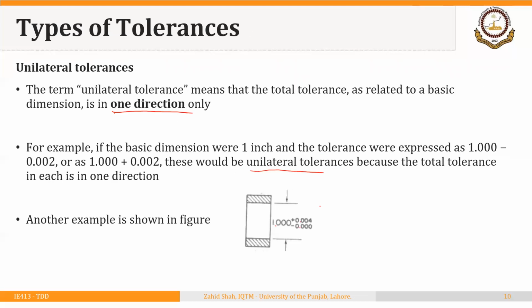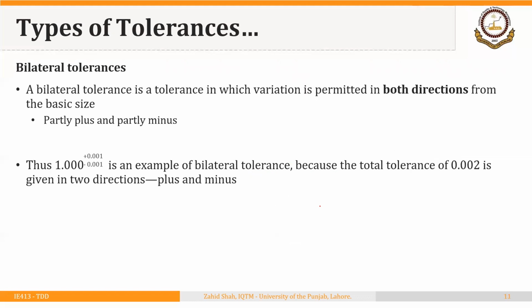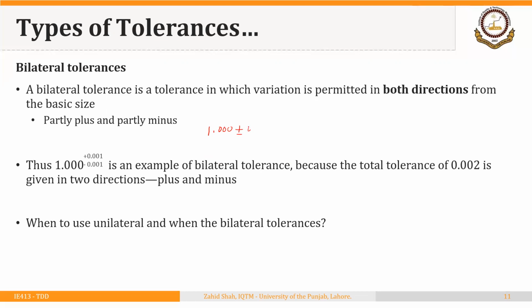And of course, upper limit will be 1.004, the lower limit will be 1.000. A bilateral tolerance is a tolerance in which variation is permitted in both directions from the basic size, partly plus and partly minus. And as we have seen already, this tolerance can be equal and it can be unequal. So an example of equal is the one shown here. So this is basically 1.000 plus minus 0.001. So it is written in this way for the sake of clarity.